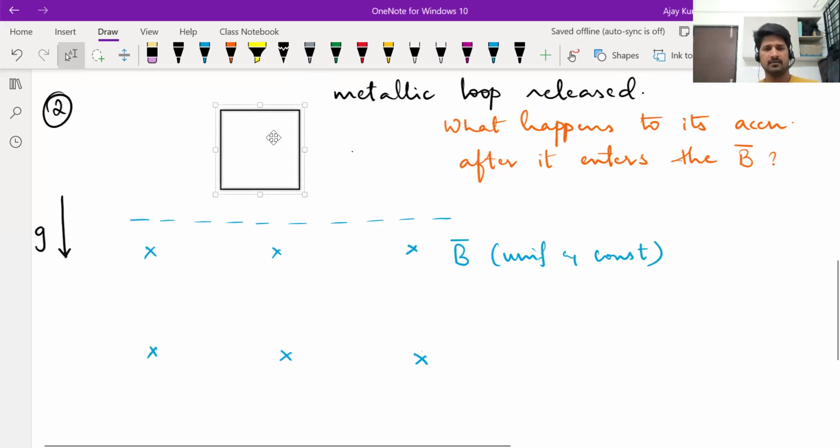Sir, because there's a force acting on the metallic loop. Which force is acting? The magnetic force acting on it. So when it enters into the field like this, why do you think a magnetic force acts on a metallic loop? And in which direction is that force?